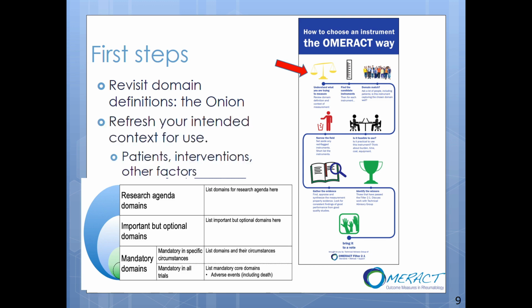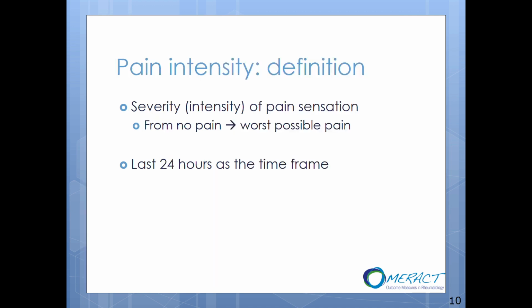Refresh your context of use too, exactly what patient population, what types of interventions, or any other factors you think are really important in driving the instrument that you're selecting, and the setting in which you're going to use it. So for example, today we'll use an example of pain intensity. The definition might be the severity or intensity of pain sensation from no pain to the worst possible pain. And perhaps the working group has decided that the best time frame for that is over the last 24 hours. So that's our working definition.